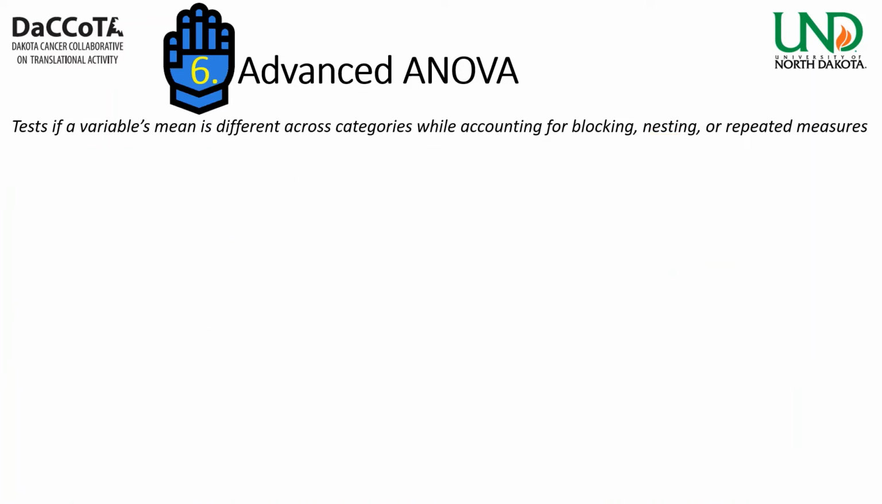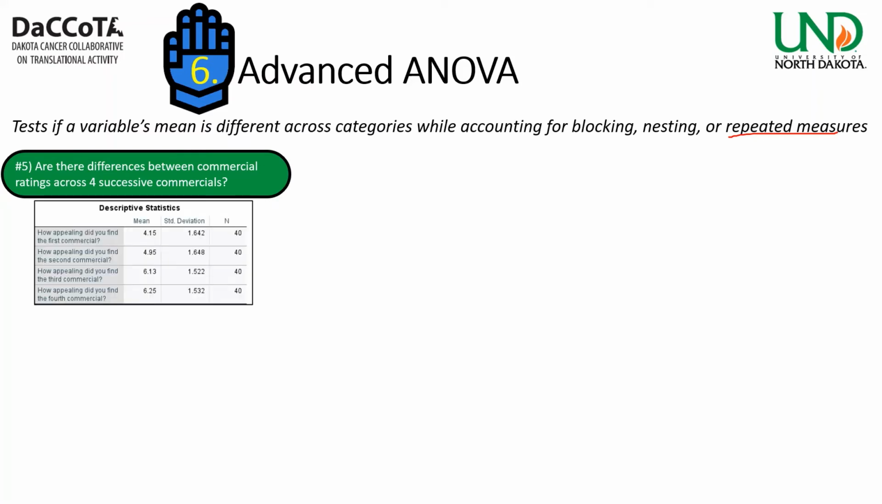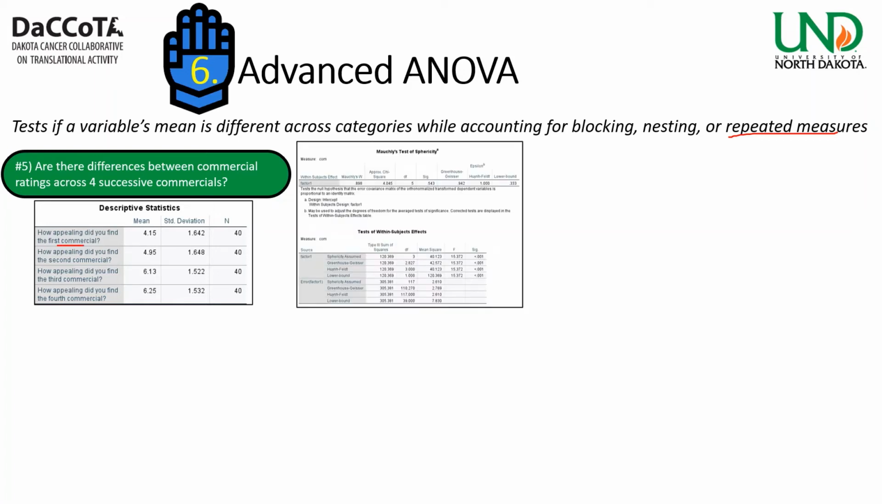Now let's move on to repeated measures ANOVA. We'll ask with some commercial data, are there differences between commercials across 4 successive commercials? We have appeal for the first all the way to the 4th. It looks like it goes up. So then we'll run repeated measures. One of the things it gives is a test of sphericity. That's one of the assumptions of repeated measures ANOVA. And it is this value here, that significance value, so it has its own p-value. That's not significant, so we can assume that the assumption of sphericity is upheld.